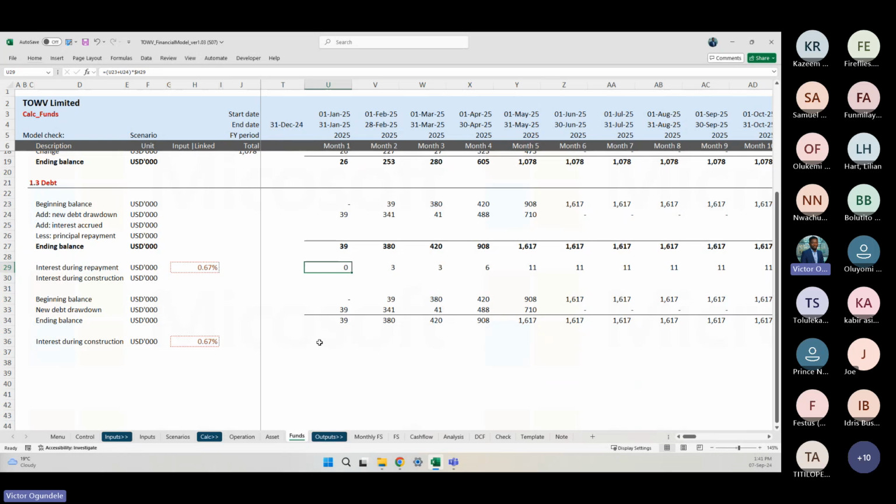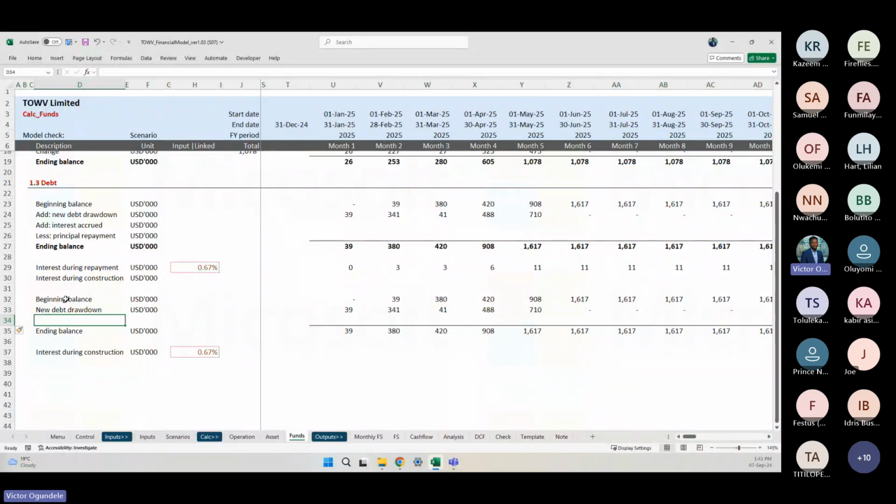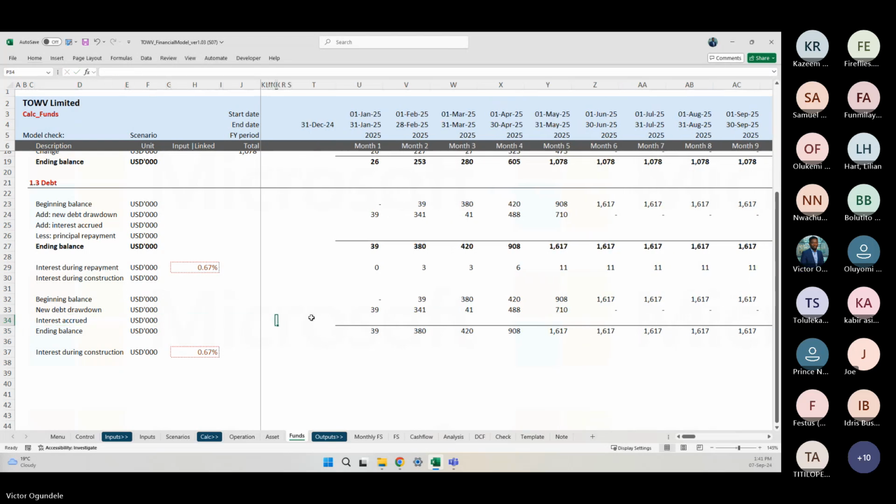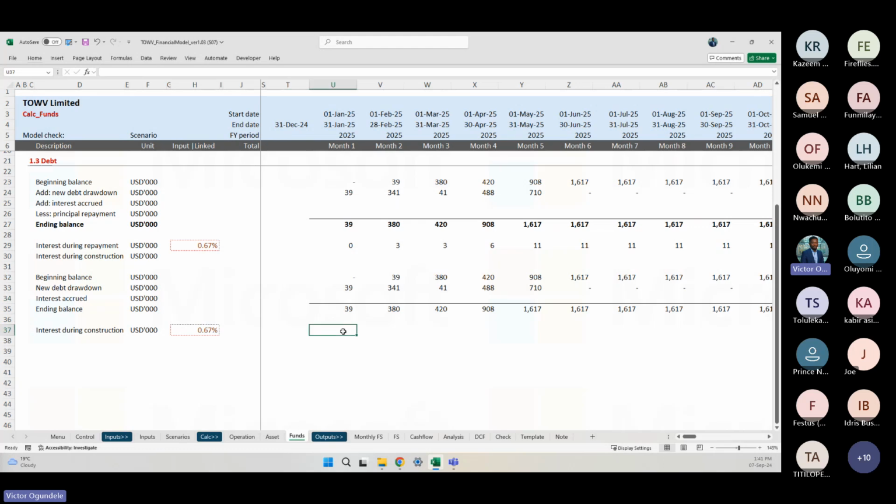All right. Then the one we have below here, so beginning balance, new debt drawdown, and this ending balance. So let's include one row here and call this one interest accrued. And you do the same calculation for the interest during construction, beginning balance plus my new debt.